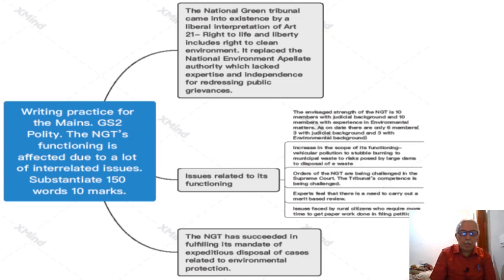When we speak of the issues relating to its functioning, the first point we noted was the strength of the NGT. Basically, the composition is 10 members with judicial background and 10 members with experience in environmental background. But as on date, there are only 6 members, 3 with judicial background and 3 with environmental background. So this is affecting the functioning of the NGT. So the NGT is severely understaffed in respect of the members.